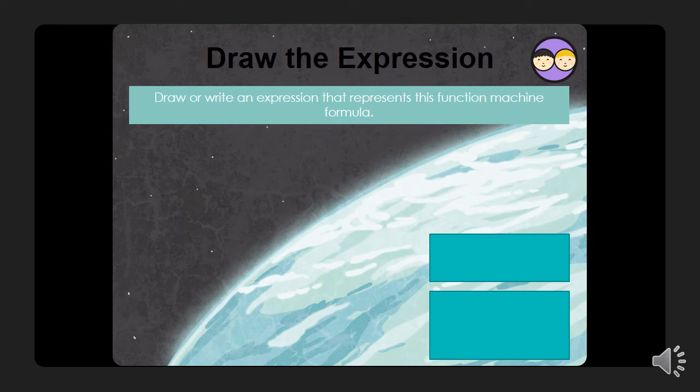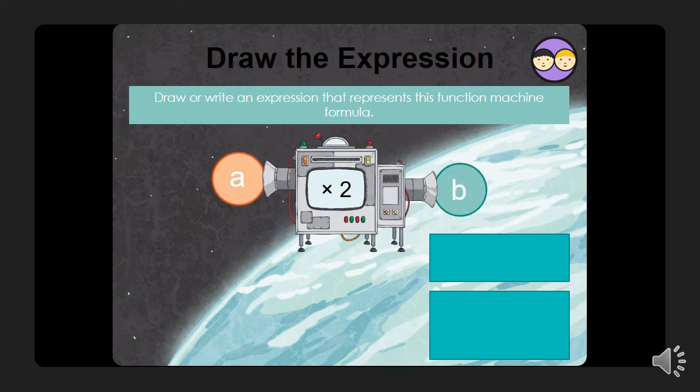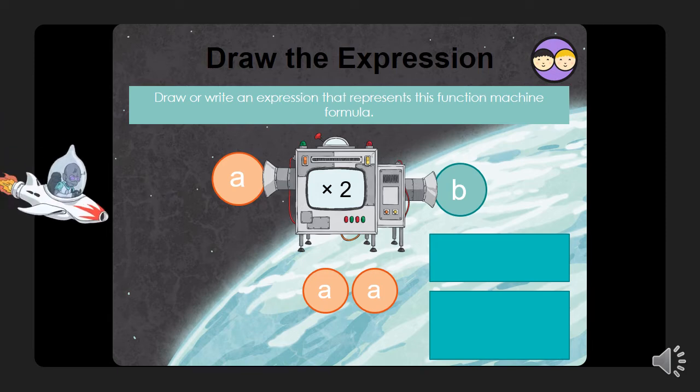Now it's your turn. I would like you to have a go at drawing the expression that represents the function machine formula. So if this is our function machine, A times 2, and then we know it's going to total B, how would you write that? Pause the video here and write that down. Super. We know that we've got 2 A's because we've got A times 2. So that's just A added to itself. So that could just be written as 2A. So 2A equals B.